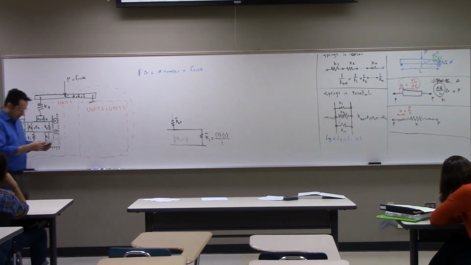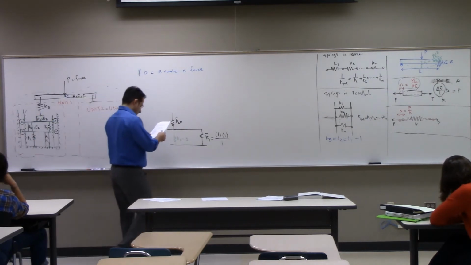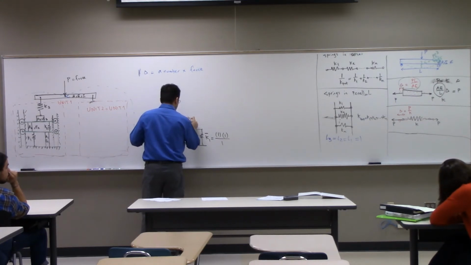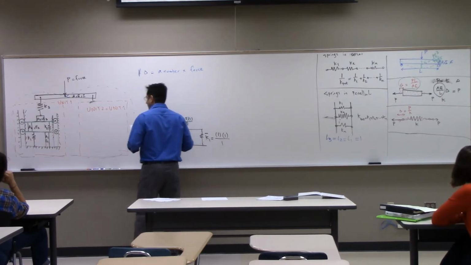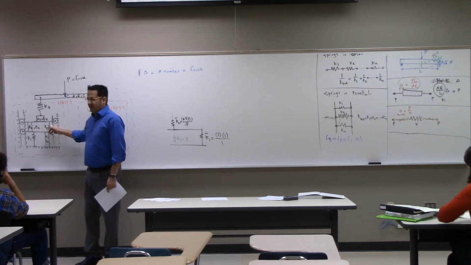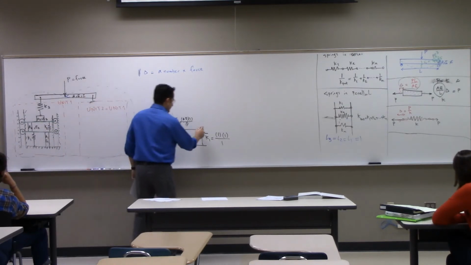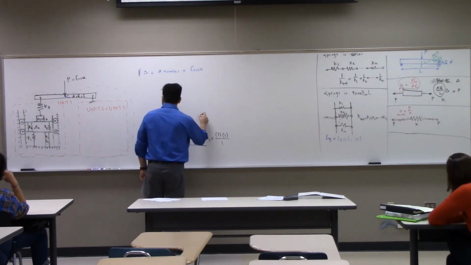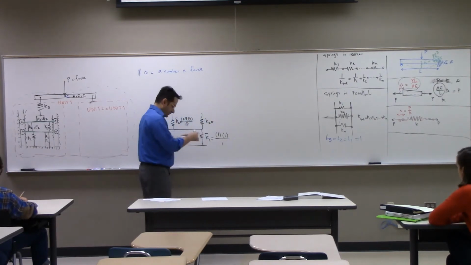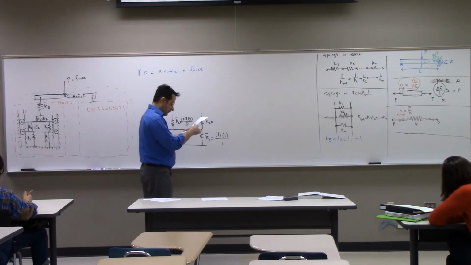Now you go to the table. A2 is equal to half, E2 is 1, L2 is also 1. So you replace that with a spring. This is already a spring, so you just put it right here, K2, and the value should be given in the table. K2 is equal to 1.